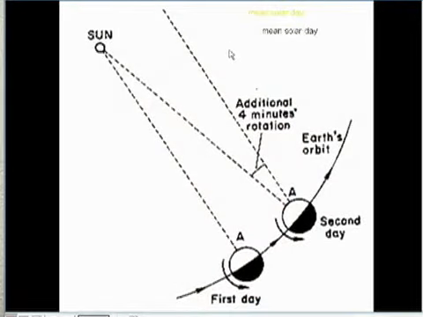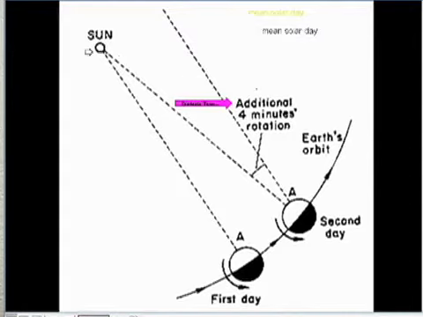However, that's not the only thing that's moving. The Earth is rotating every 24 hours. But in 24 hours, it also moves to the next position. And so for the sun to come back to the same exact position relative to the Earth, it actually has to rotate approximately 4 minutes of arc more every single day. Okay?